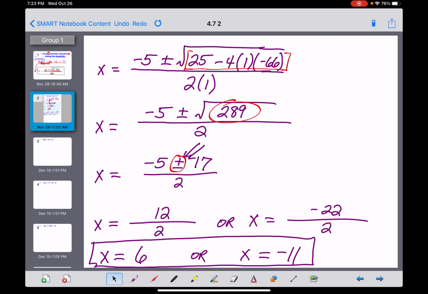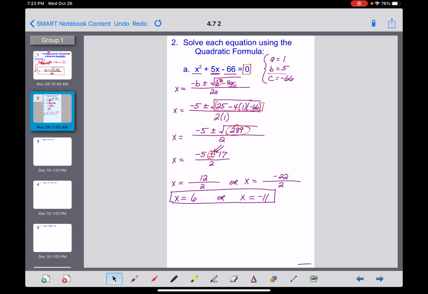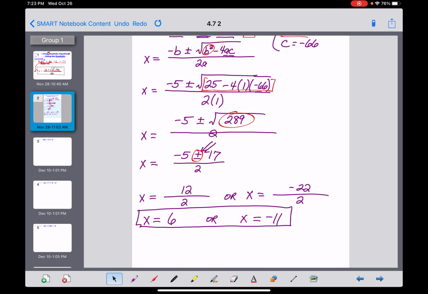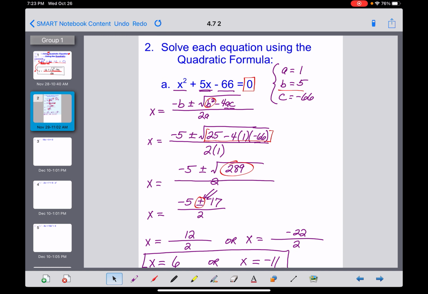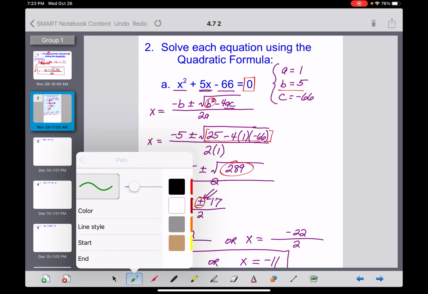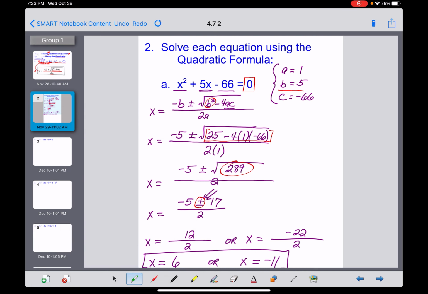Now, how could we test these to find out if we're right? Well, like every equation you guys have ever solved, you could always put those 2 values back into the original quadratic function and make sure that it works out. I don't know how difficult that would be to do by hand. Let's try it real quick. If I plugged a 6 in, 6 squared is 36, plus 5 times 6, which is 30, minus 66. I could do that in my head. 36 plus 30 is 66. Minus 66 equals 0. So that one checks out.